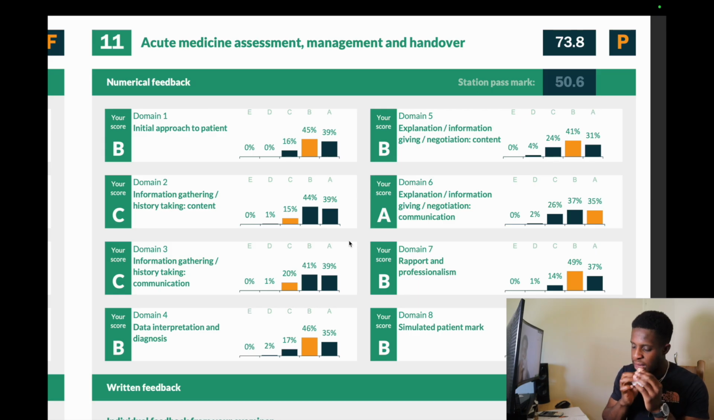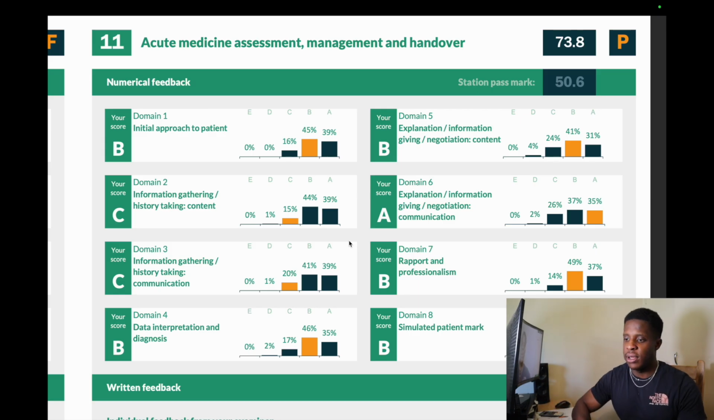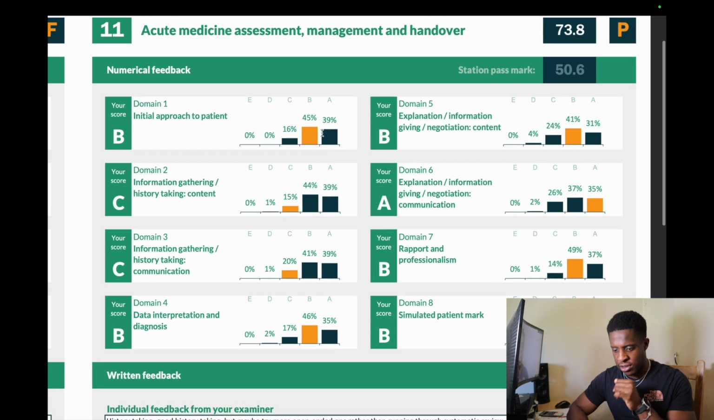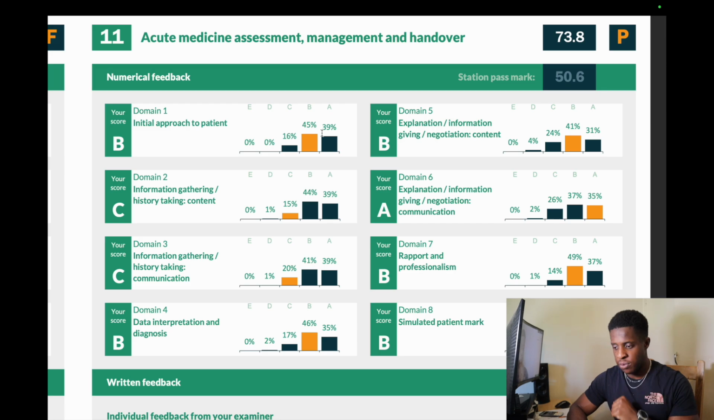Okay. So, acute medicine assessments, management, and handover. This was a 10-minute station. It was a patient that came in with vomiting for a few days and illness, and it seemed like they were having either a DKA or an HHS, which is hyperosmolar hyperglycemic state. It was just a classic history, differentials, management, and then a handover. So I had to hand over to a doctor that was there.